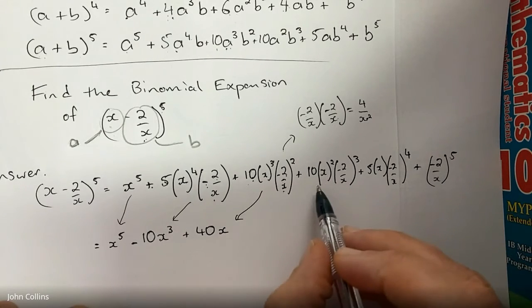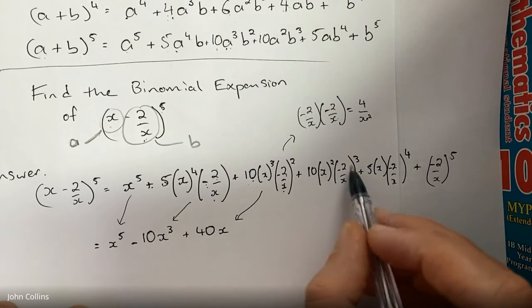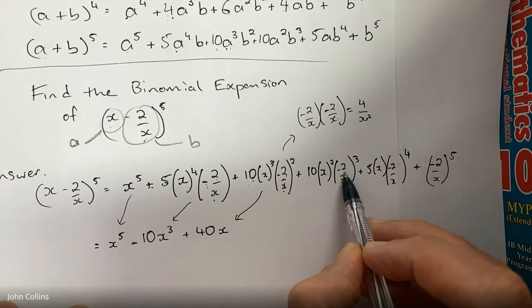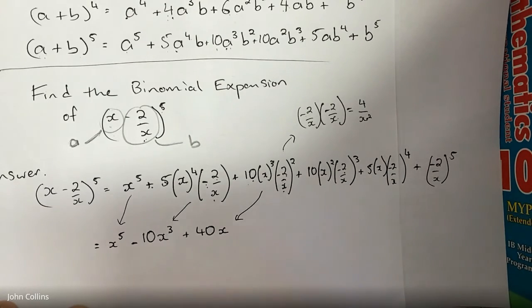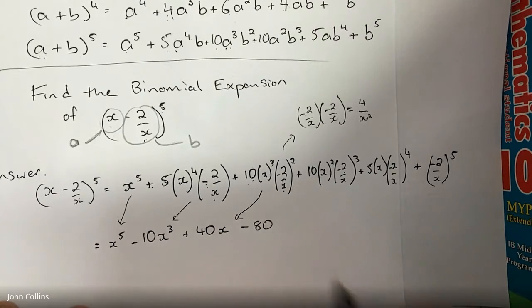The fourth term then is this x squared and the x cubed. Now, 2 cubed, 2 times 2 times 2 is 8. Minus 2 cubed is going to be minus 8, because that's 3 negatives, so an odd number of negatives. Minus 8 times positive 10 gives me a minus 80.